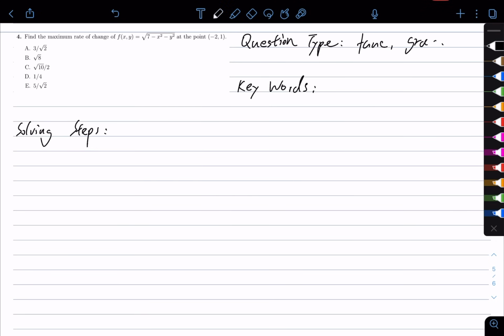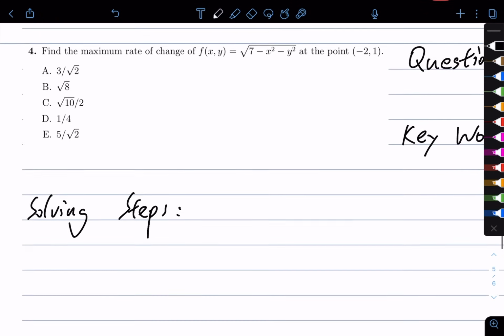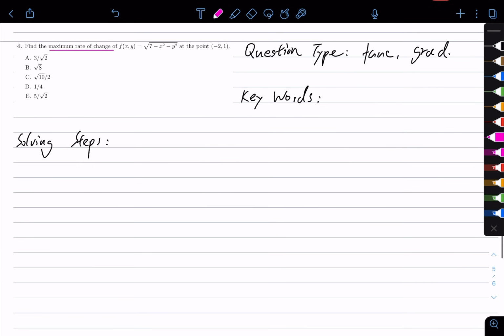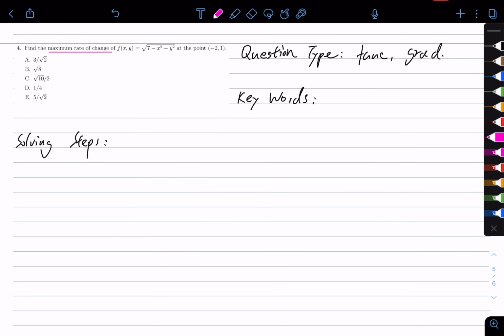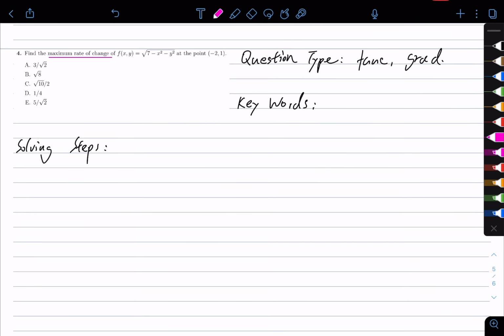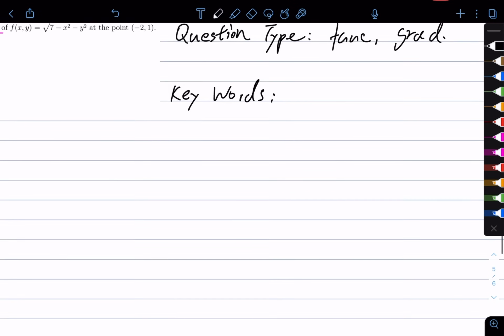The key words here: there's no mention of the word gradient. So how do I know this is a function gradient problem? Well, look at the keywords. What does the maximum rate of change tell you about a function? Rate of change is always related to the gradient of a multivariable function, just like a derivative. Think of the gradient as your derivative in the multivariable world. So the keyword is rate of change.